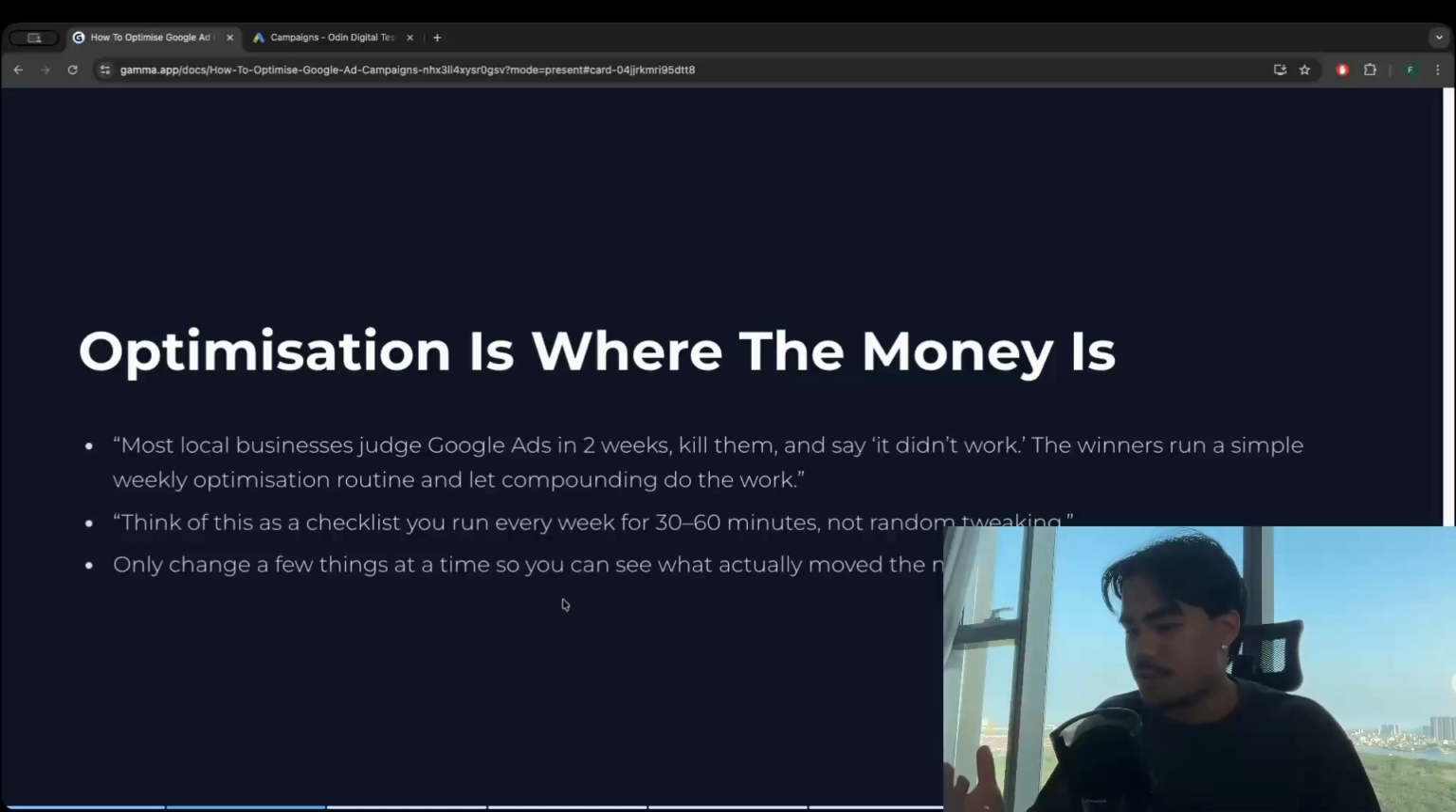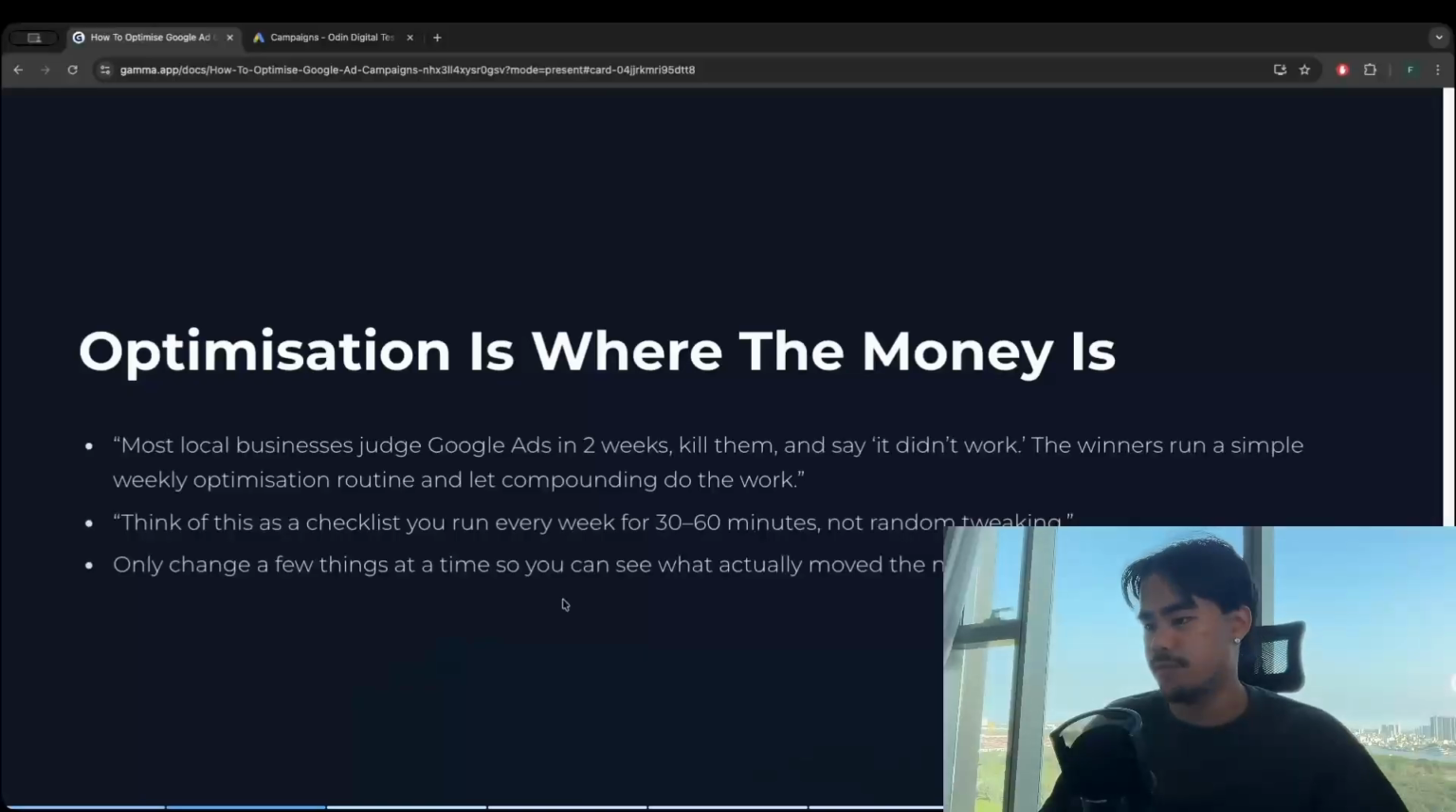So pretty much think of this as a checklist you run every week for 30 to 60 minutes, not just random tweaking, right? And only change a few things at a time so you can see what actually moved the needle. So when you are changing stuff, you want to keep all variables the same, unless there's clear, obvious losers. That way, when you do a test optimization for your Google ads, you know exactly what you're changing and you know where the issue is, right?